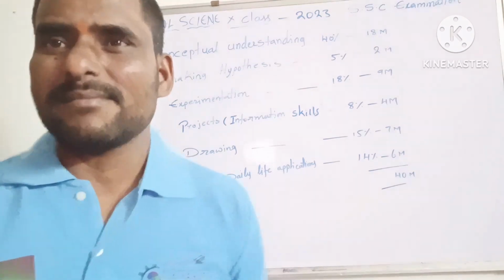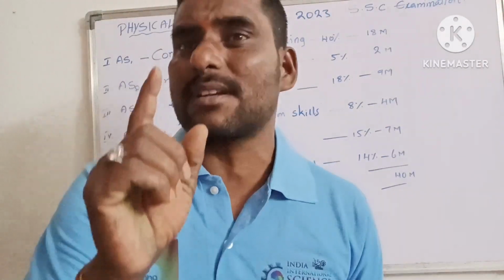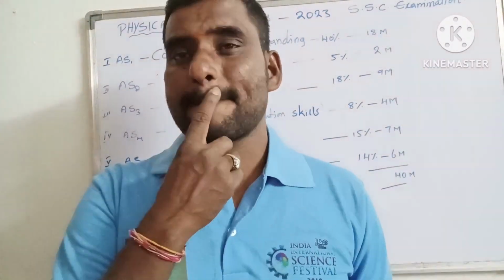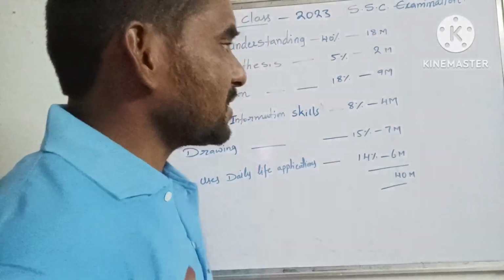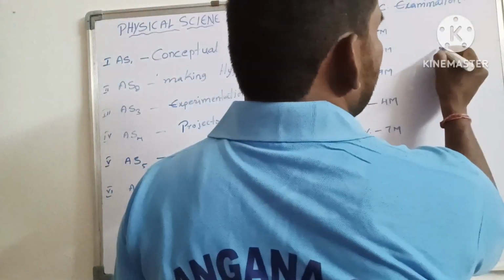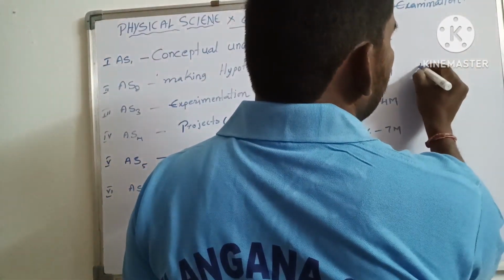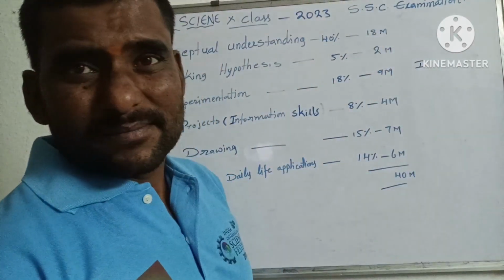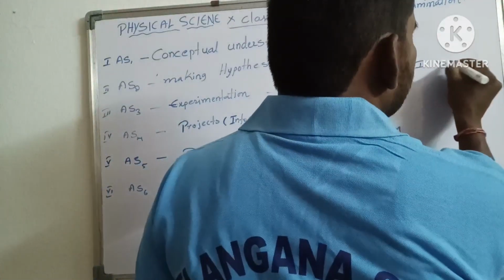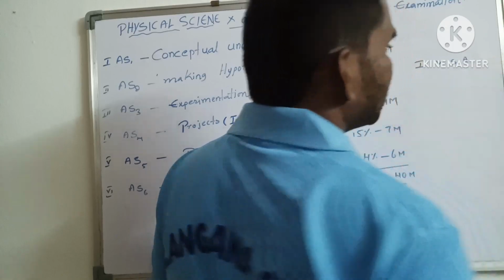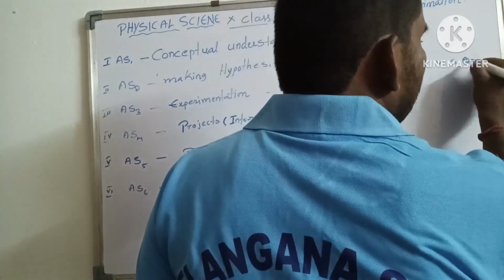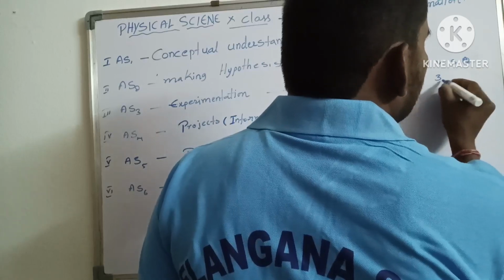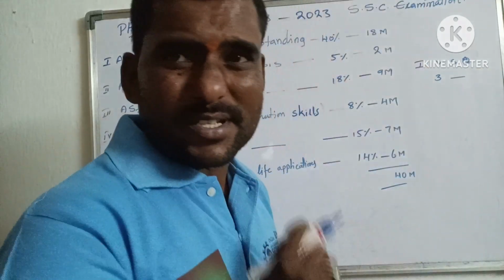In the question paper, physical science and biological science, both are going to be conducted on a single day. The physical science exam is 1 hour 35 minutes. There are two sections. In Section A, they are going to give 3 bits. The first is very short answer questions. They are going to give 3 questions, and you should write all 3.